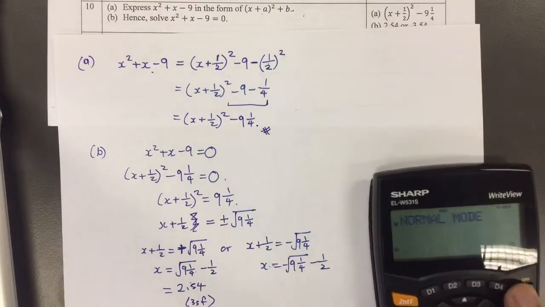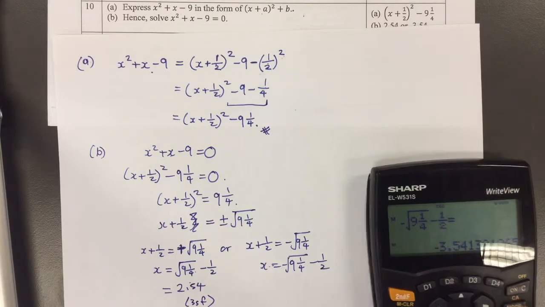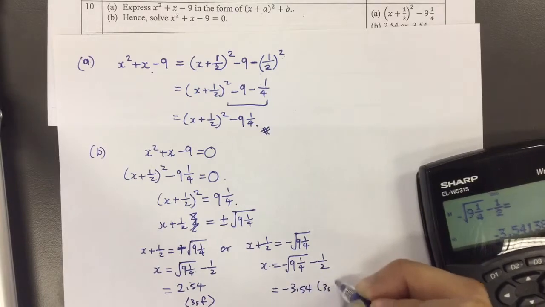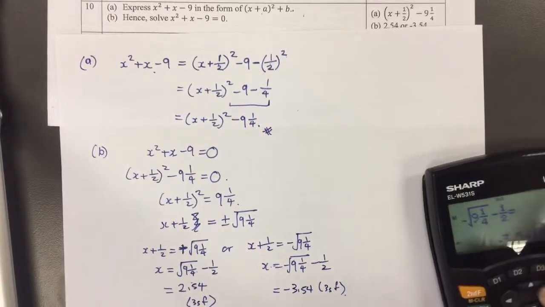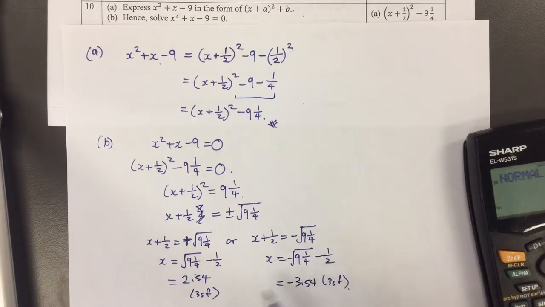Second one: negative square root of 9 1/4, negative sign outside, minus half. And I will get negative 3.54 to 3 significant figures. So there you have it, two values which are the solutions to this equation.